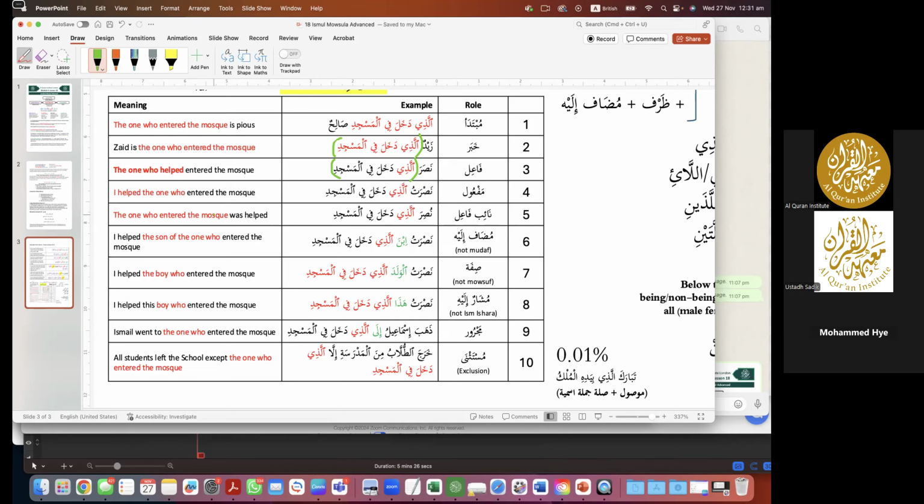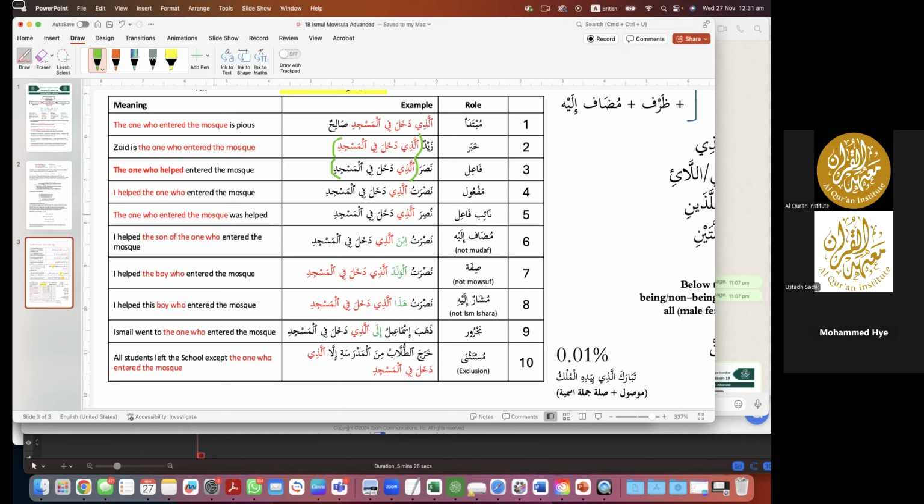Sanika. Nasartu al-walada alladhi dakhala fil masjid. Nasartu al-walada, I help the boy. Okay, I help the boy. You know, alladhi plays the role of a sifat as well. So we could say other things here, but it is clearly a sifat. Alladhi is a sifat, you know that. I helped the boy. Alladhi, who? Alladhi as a sifat, the example is there.